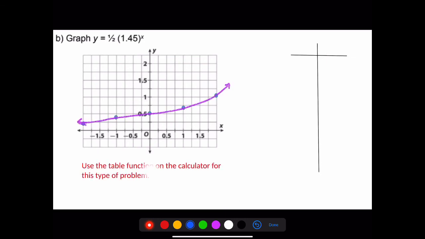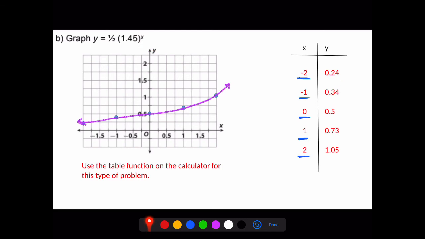For our starting x value, I'm going to start at negative 2 for x, and then I'm just going to go up by ones. So I go up by ones, makes it real simple for us. I don't need to jump numbers. I plug in negative 2 for x. We end up with 0.24 for y.